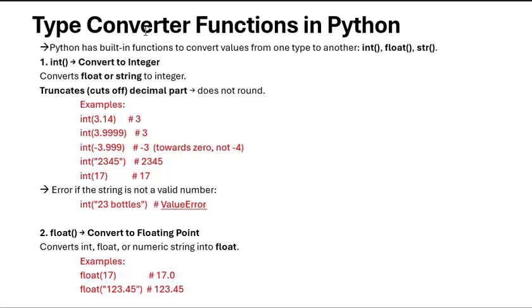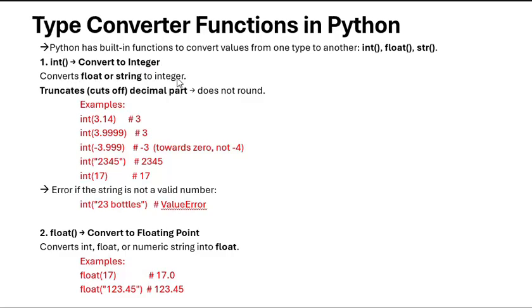Okay. Here, type converter functions in Python. How can you convert from one type to another type? Let us see. Python has built-in functions to convert values from one type to another. For example, int, float, string. Python has some built-in functions for that. When I use the integer function, it will convert to integer. It converts float or string to integer.